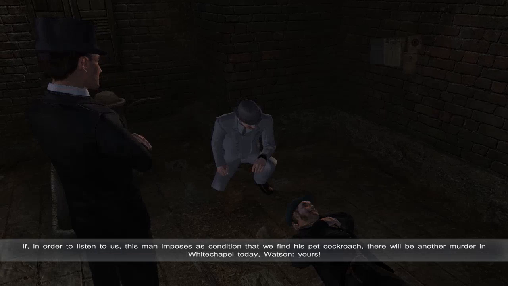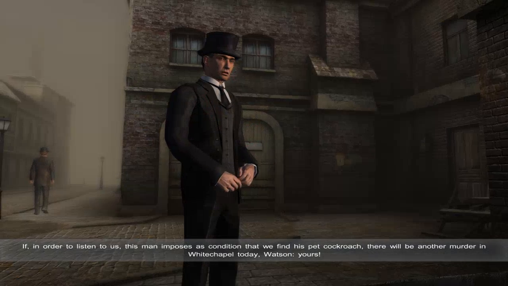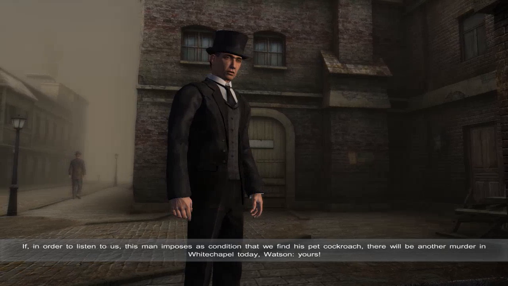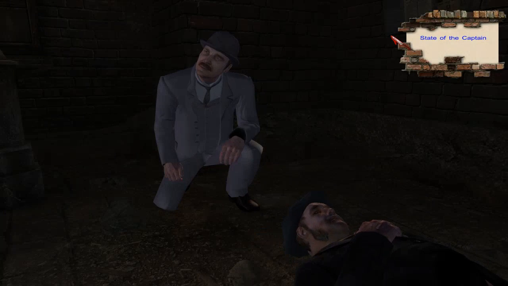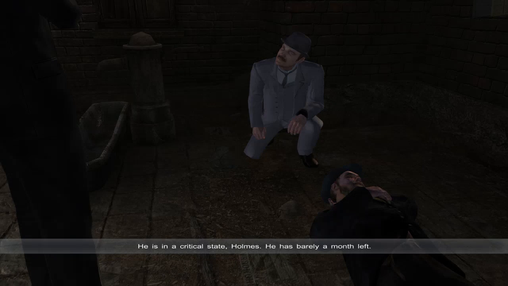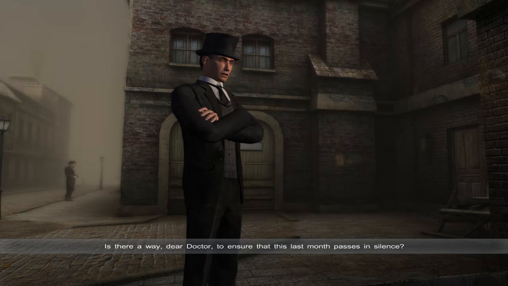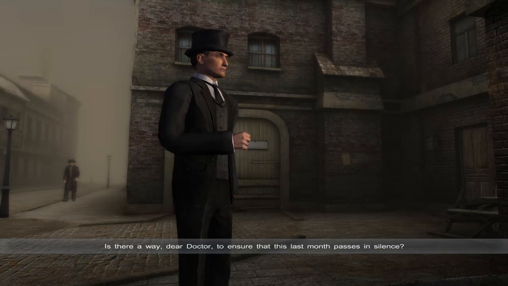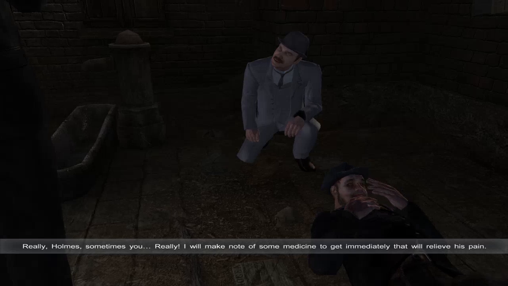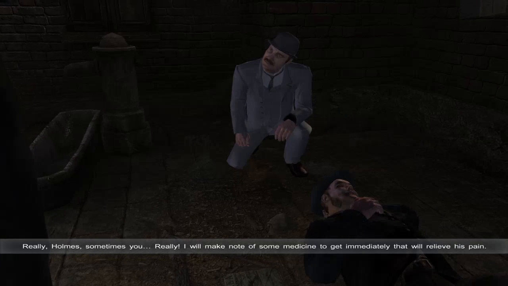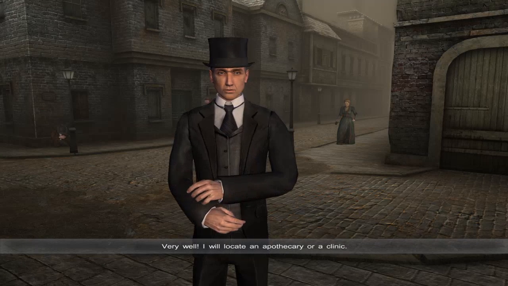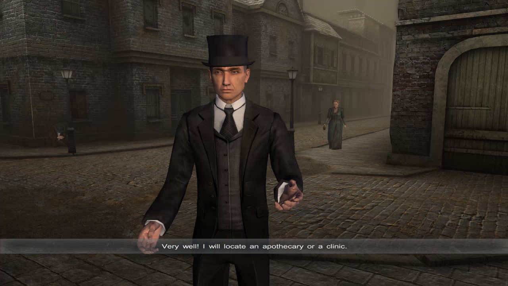If, in order to listen to us, this man imposes as condition that we find his pet cockroach, there will be another murder in Whitechapel today, Watson. Yours. He is in a critical state, Holmes. He has barely a month left. Is there a way, dear doctor, to ensure that this last month passes in silence? Really, Holmes, sometimes you... Oh, really? I will make note of some medicine to get immediately that will relieve his pain. Very well. I will locate an apothecary or a clinic.